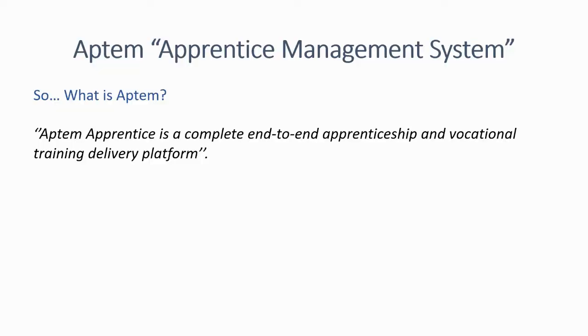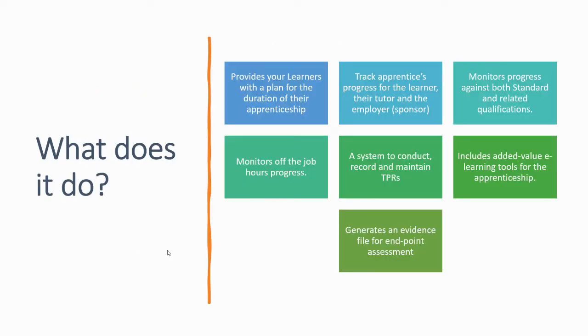So Aptem is our apprenticeship management system, what we use for all apprenticeships on programme within the University of Cumbria. And it basically provides the learner with a complete sort of end-to-end platform throughout their apprenticeship. So it gives them a full training plan relevant to the programme which they are studying for and any sub-programmes which are added on to that main delivery programme.